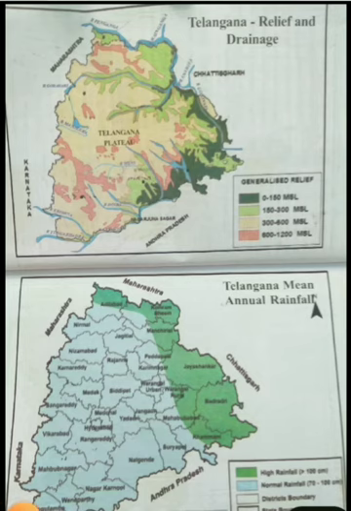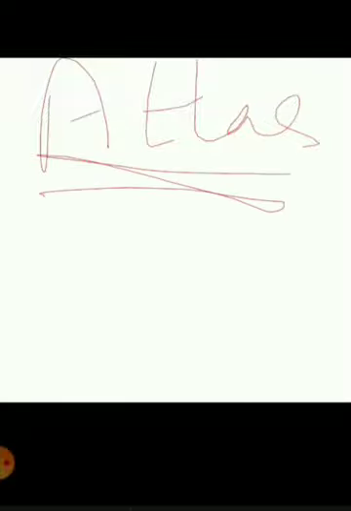Now coming to the atlas. What do you mean by atlas? An atlas is a collection of maps. Whatever maps we are seeing in our hands, like the world map or the India map, they are called the atlas. An atlas is a collection of maps usually arranged according to different themes. Different themes will be there.